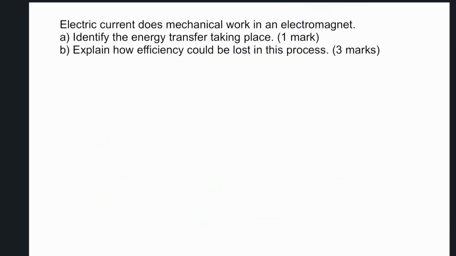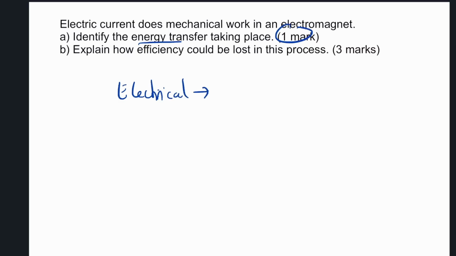So next question, electric current does mechanical work in an electromagnet. Identify the energy transfer taking place. So we're just looking at the energy transfer, so only 1 mark. So basically for this, it's an electromagnet, so the energy that comes in is going to be electrical energy. And it's told us that it does mechanical work. So you could say mechanical energy, normally we refer to this as kinetic energy, okay? So this is the energy that essentially is all to do with movement. And essentially, if the electric current comes in and causes the electromagnet to start moving, then the energy transfer would be to kinetic energy, okay? You can also actually put magnetic energy here, technically, if there's no movement taking place, okay?